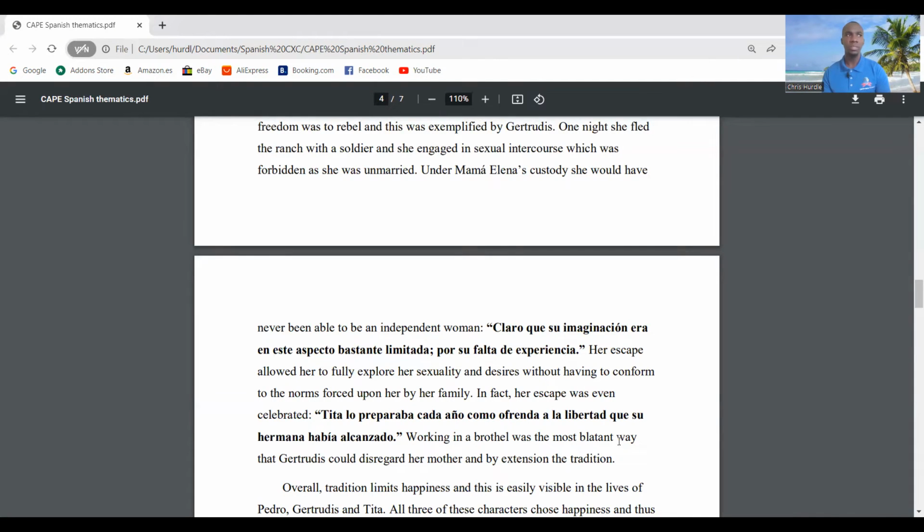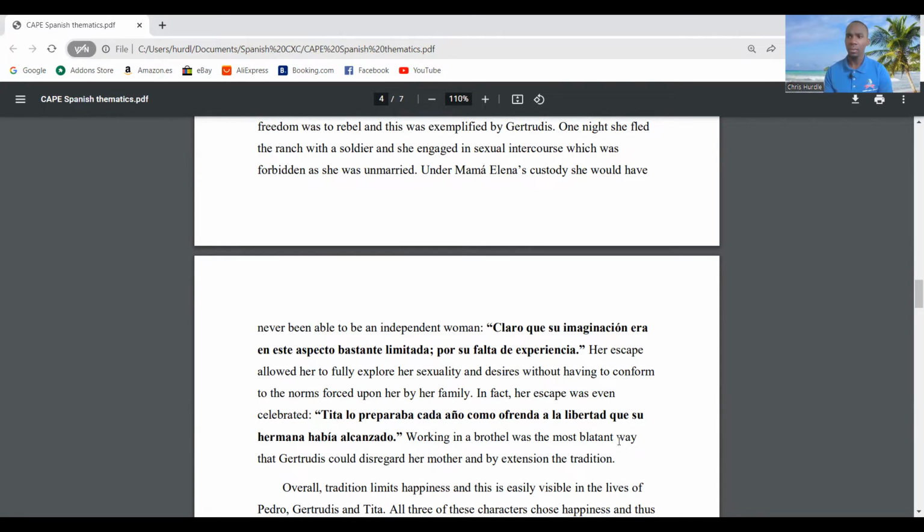The freedom to express herself and to explore herself would have been very limited if she had stayed with her mother. But because she fled the ranch, she was now free to do what she wanted. And working in a brothel would represent the biggest, the most blatant way that she could disregard the tradition of being conservative. Okay.